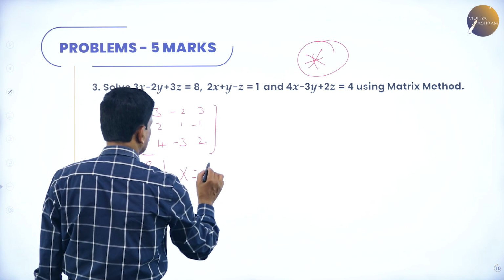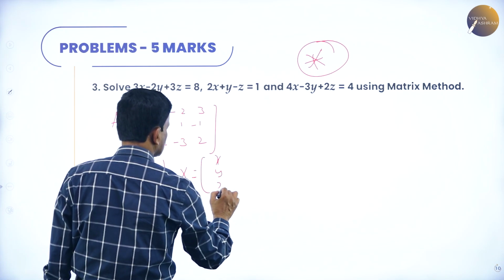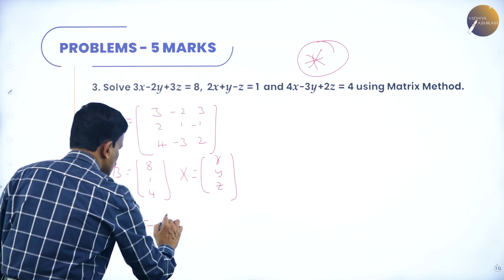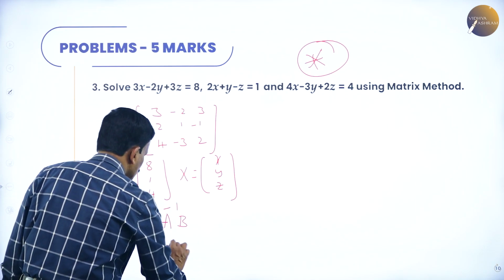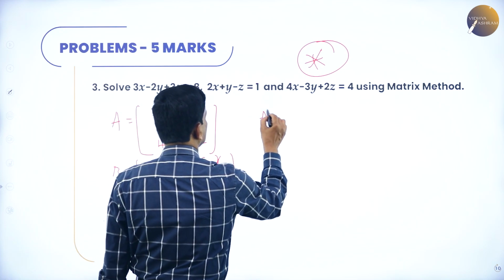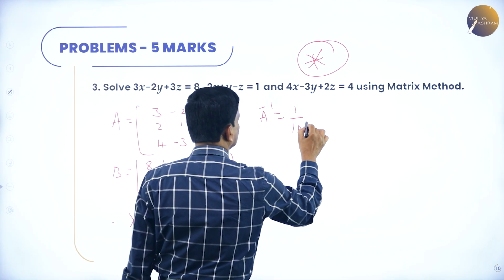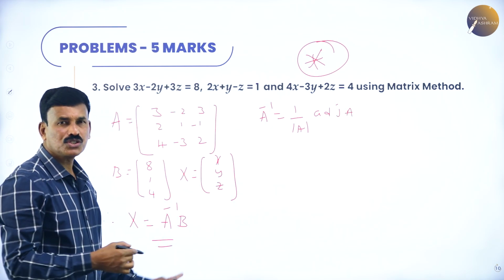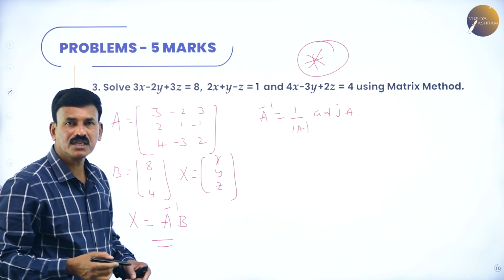Then x is equal to, the variables are x, y and z. Therefore, what is the solution? The solution is X is equal to A inverse into B. What is A inverse? A inverse is equal to 1 over determinant of A into adjoint of A. That's it. So, if you write this much, then you will have an idea how to solve.